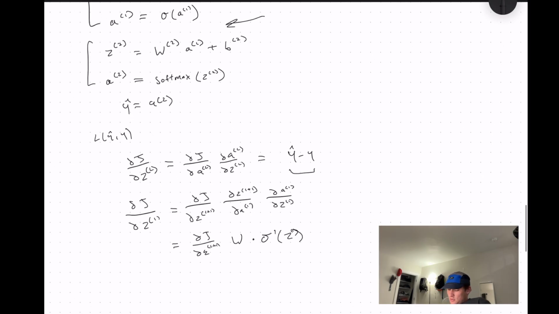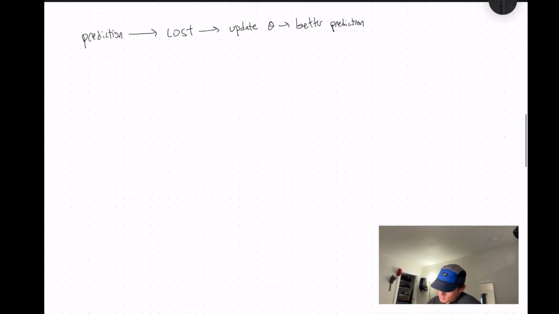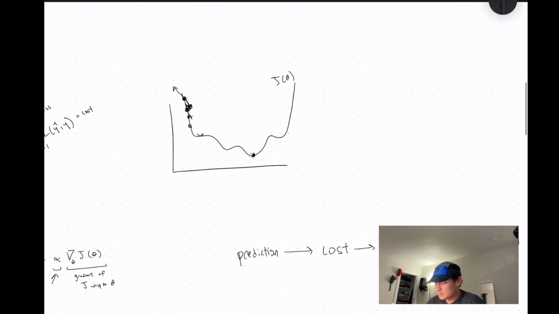And then you do that times the derivative of Z with respect to W. That's how you get the W gradient, or you do Z with respect to B. And that's what you do on every layer to get the weights. So that is how you calculate the gradients. And that is how you minimize the cost. And that is how you do supervised learning up to neural networks.